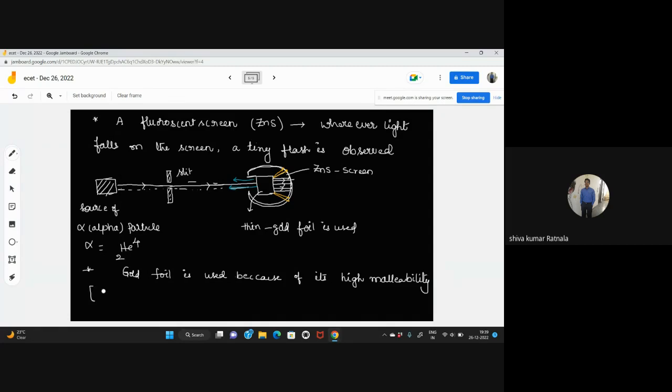So what does malleability mean? Any idea what malleability means? Thin drawing of wires.